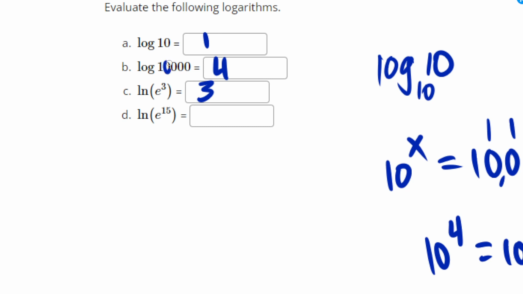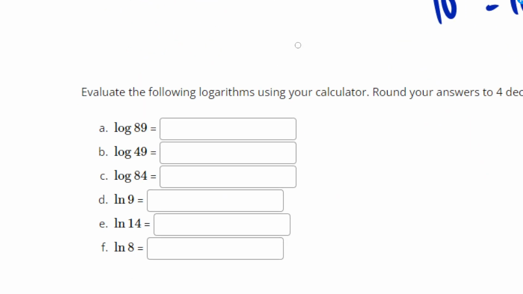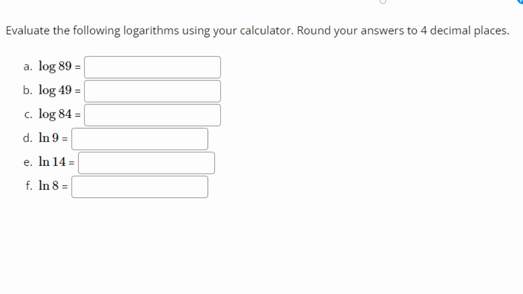If this was 10 to the 4th, which is the same as 10,000, then it would have been 4 because you could have just crossed that out. Or 10 to the 1st, and it would have just been 1 because you could have crossed those out because they have the same base. It's sort of going back to the rule that we talked about in the beginning where you can cross them out. 15. Evaluate the following logarithms using your calculator.